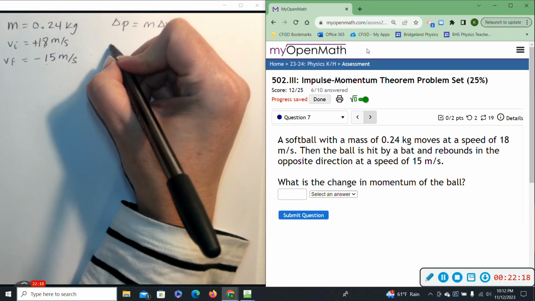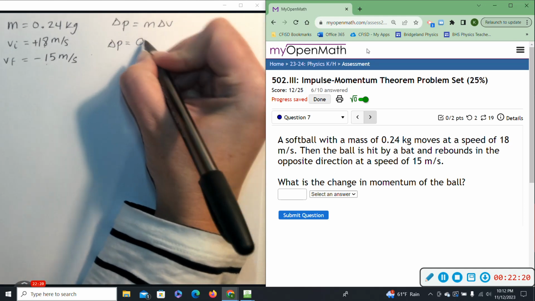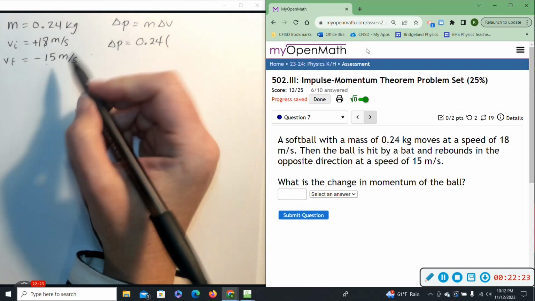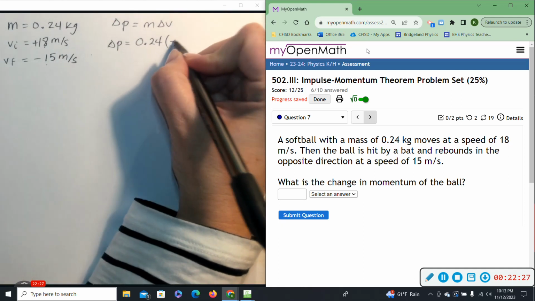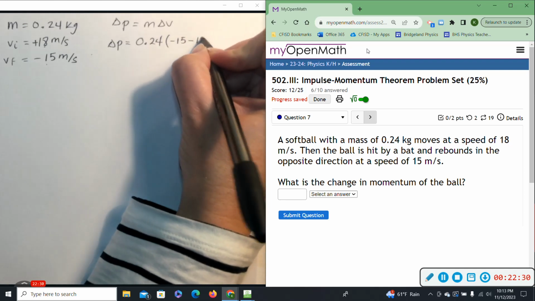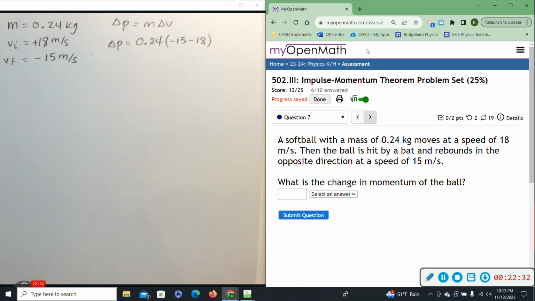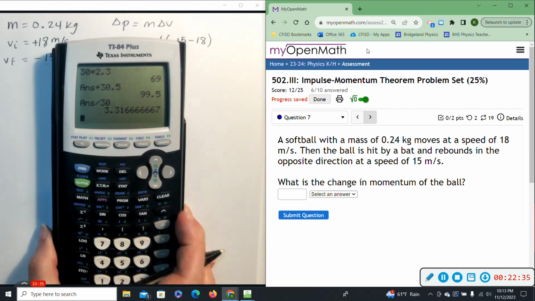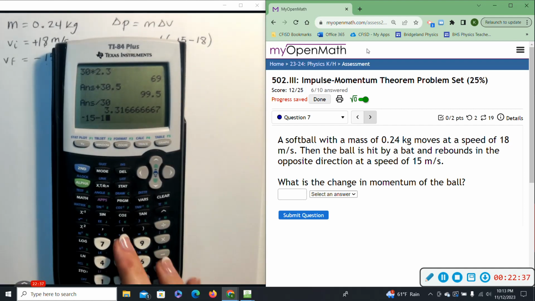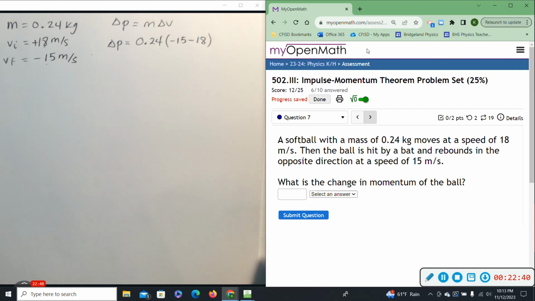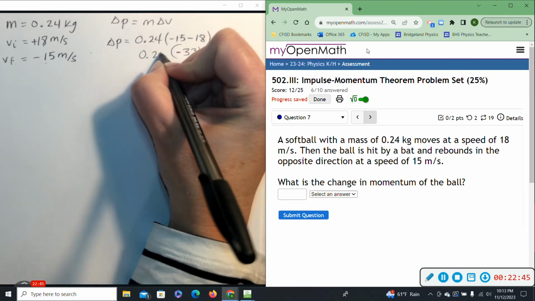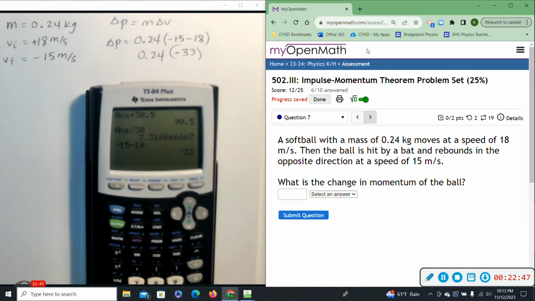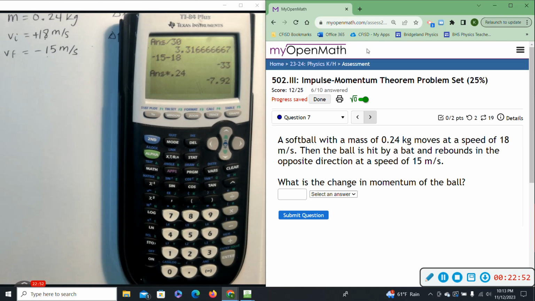Okay, and so when I go to plug in my mass 0.24, my change in velocity, again, you can solve for it mathematically. VF minus VI, negative 15 minus 18. It's a much bigger change. Okay, so negative 15 minus 18 is negative 33. So that's what we're going to multiply by 0.24 to get our change in momentum, which is equal to 7.92.